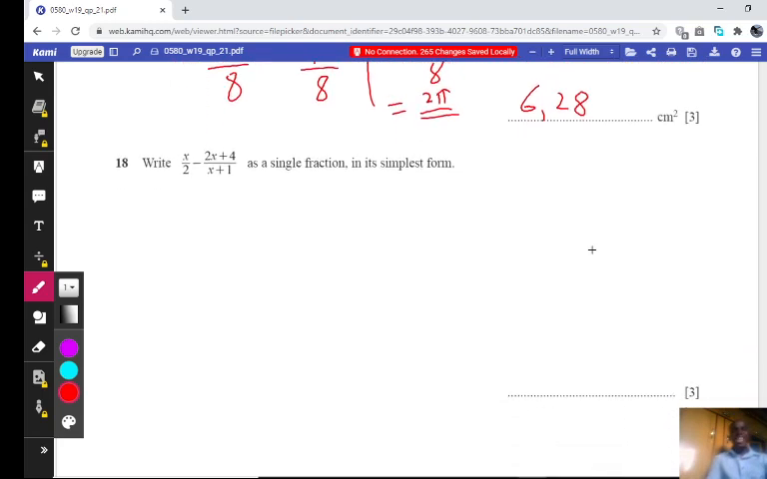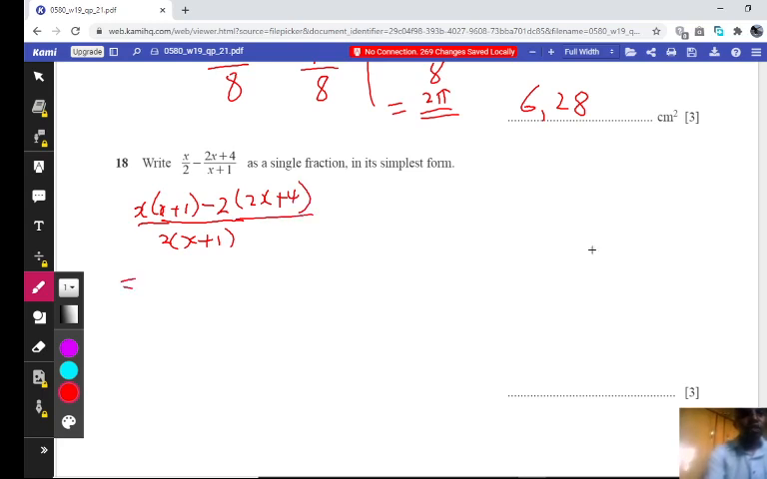Write that one as a single fraction in its simplest form. These are algebraic fractions. What do you do? You find the common denominator, 2 times x plus 1 here. Then you say 2 into this one, you get this x plus 1. Then x plus 1 will multiply x on top here, minus. You say this one, x plus 1 into this denominator, you get 2. 2 multiply 2x plus 4.